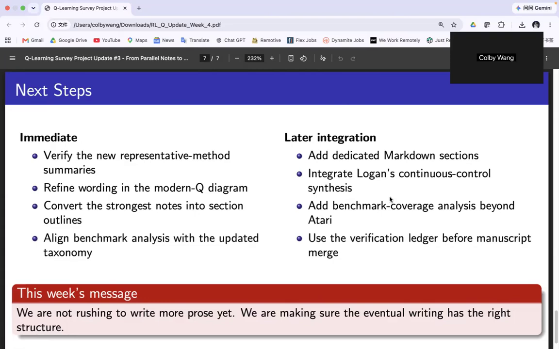The main message this week is that we are building the structure first. Once the structure is trustworthy, writing and integration should become much easier.